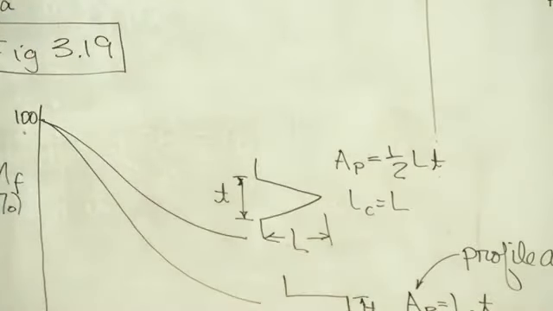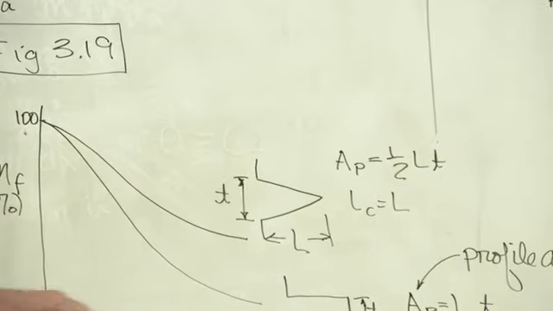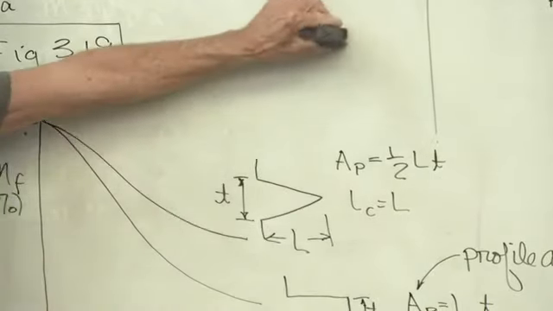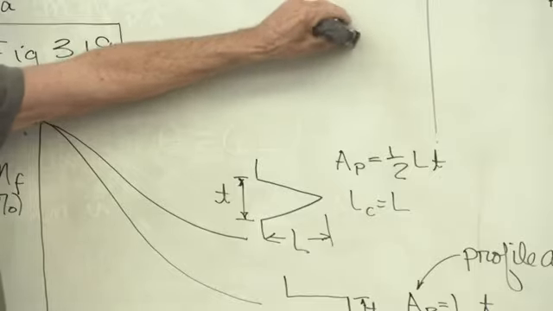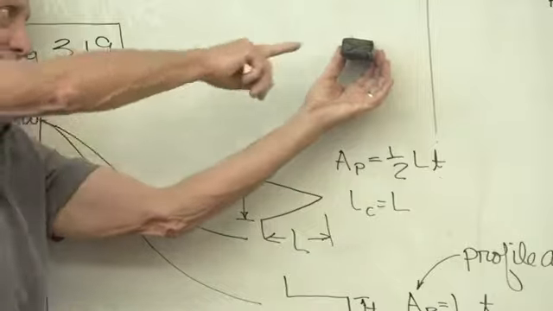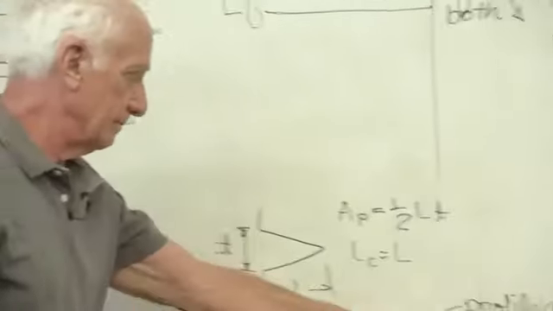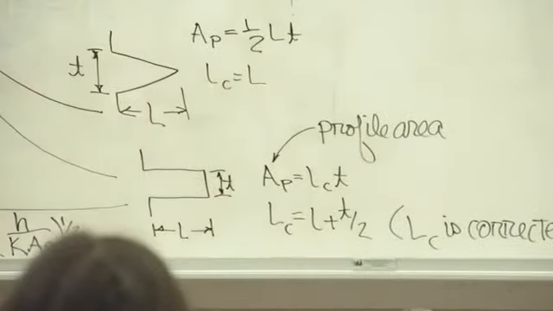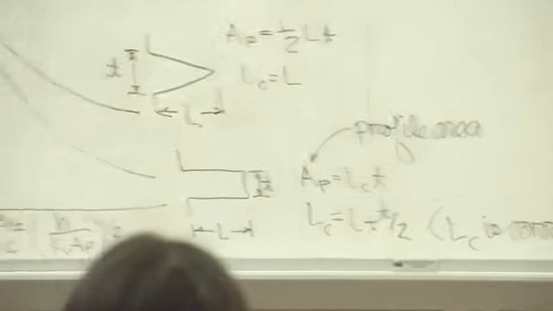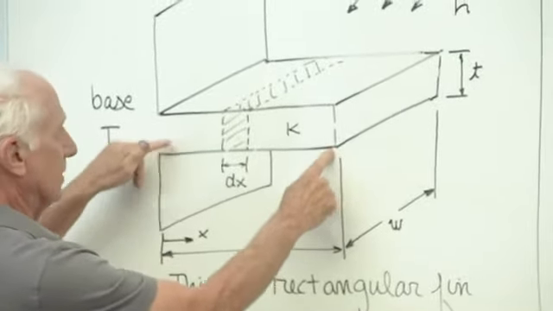What's the profile area again? The profile area is the area you see of the fin looking at it sideways. Here's the fin. I'm looking sideways. What do I see? T times L. Here's the fin over here, I'm looking at it sideways. What area do I see? Here it is, L times T.